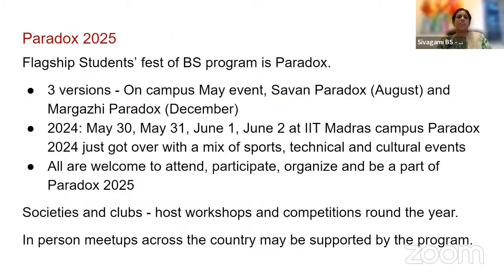Okay, and now Paradox is an important fest in the life of a BS degree student. Paradox 2024 just got over last week, and normally we have three versions of the students' fest in a year. It is an on-campus May event, a Savan Paradox in August, and a Margazhi Paradox in December. And 2024 just got over, and it was a huge success with a mix of sports, technical, and cultural events.